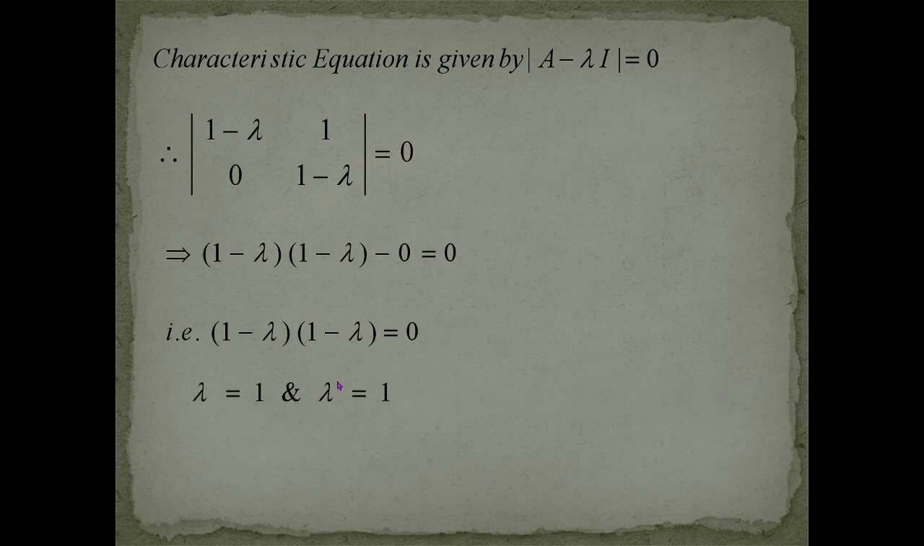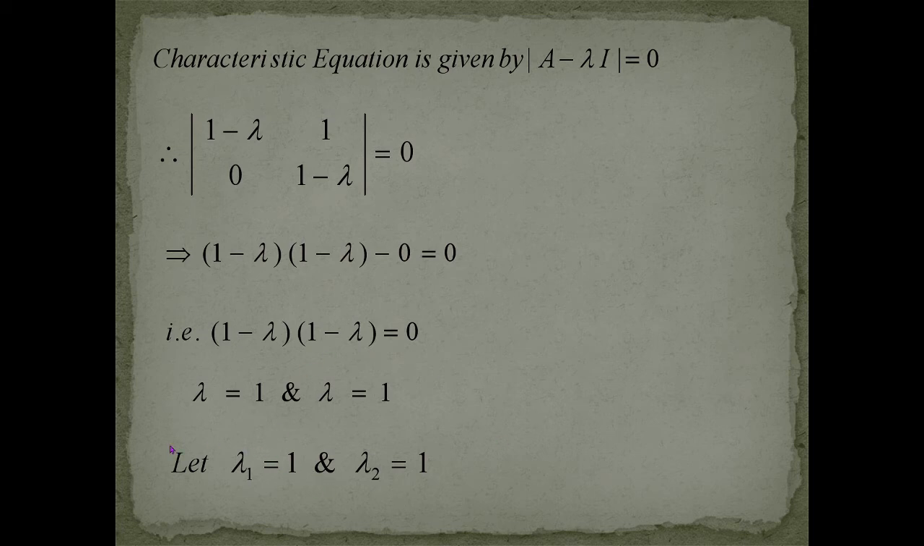So lambda equal to 1 and lambda equal to 1. For the sake of our convenience, we'll write this first eigenvalue as lambda 1 and the second eigenvalue as lambda 2. Okay, this completes our step number 2. Now, what does step number 3 say? Check the nature of eigenvalues.